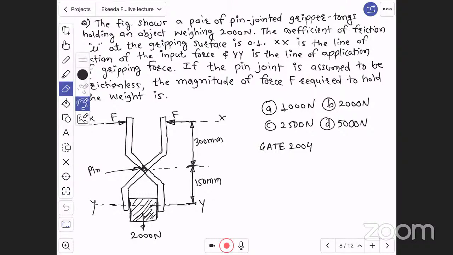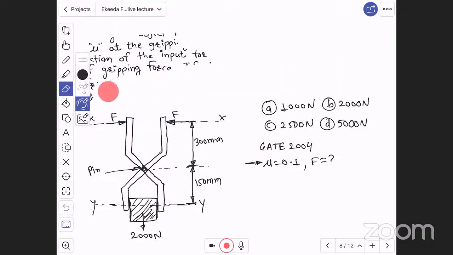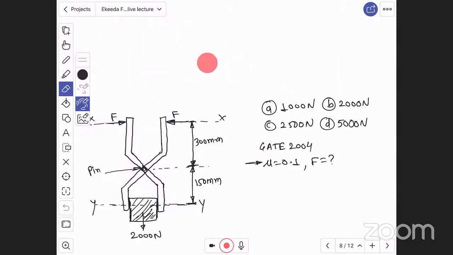Carefully understand these things. I am erasing the question and writing the given data. This question was asked in GATE 2004. The given data is mu is equal to 0.1. And what is force F, so that there is no slip? Let us solve this question. Try to imagine this, my dear students. It is the tong you use at home to hold utensils. Now options A, B, C, D are given. Here I am erasing the options also.